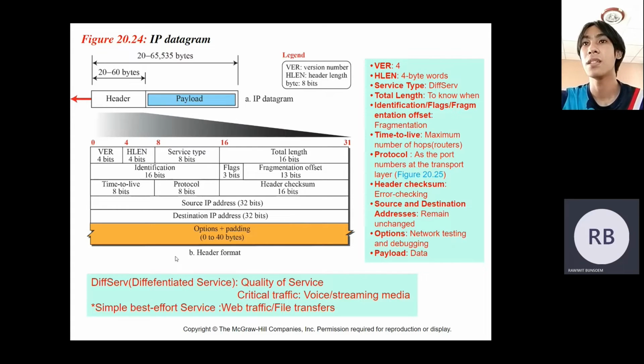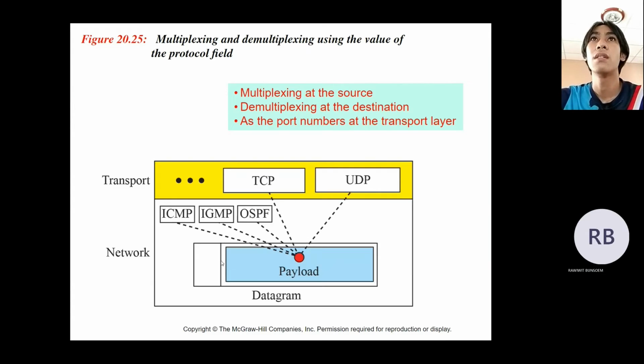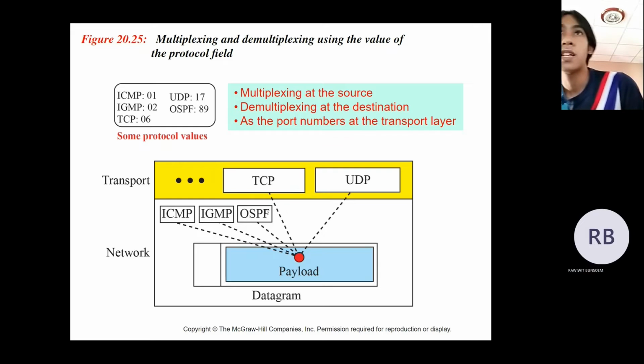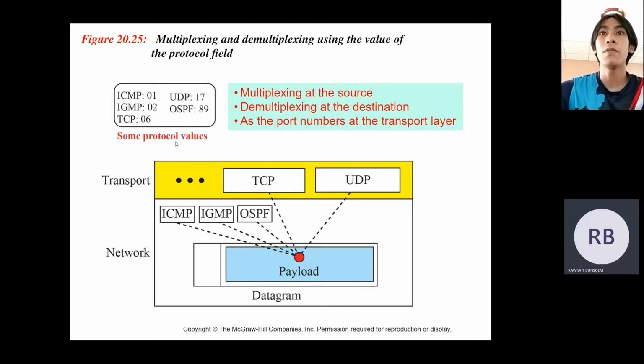Okay, the next is multiplexing and demultiplexing using the value of the protocol field. Some protocol values are ICMP 01, IGMP 02, TCP 06, UDP 17, and OSPF 89.